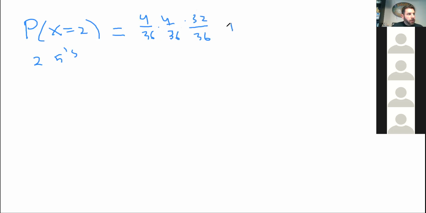Then another scenario is I get it on the first try, miss it on the second try, but then I get it again on the third try. And then what's the last scenario? The last scenario is if I miss on the first try, and then I follow it up with a 5 and a 5.